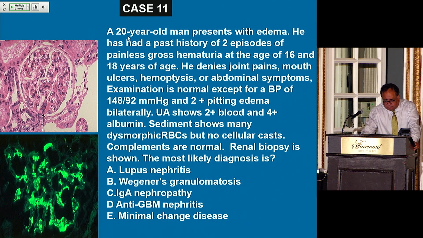Case 11, 20-year-old man presents with edema, history of painless gross hematuria at age 16 and 18, denies joint pains, mouth ulcers, hemoptysis, abdominal symptoms. Exam is normal except for a little bit of hypertension. He has some pitting edema, 2+ blood and 4+ albumin. His sediment shows dysmorphic red cells but no red cell casts. Complements are normal. Renal biopsy is shown. What do you think the diagnosis is?